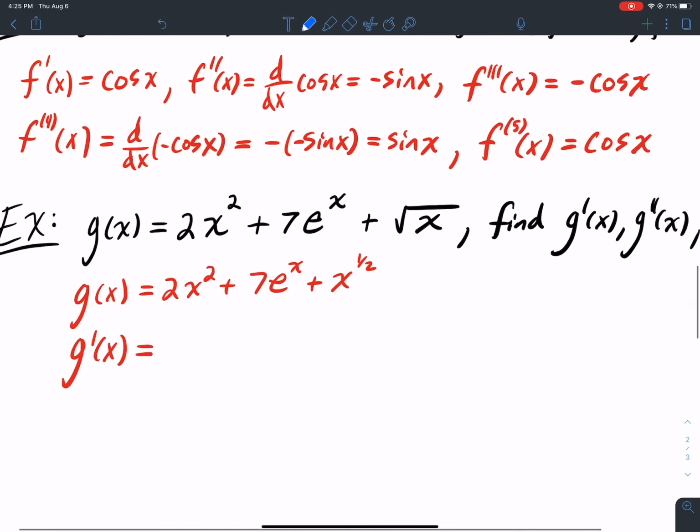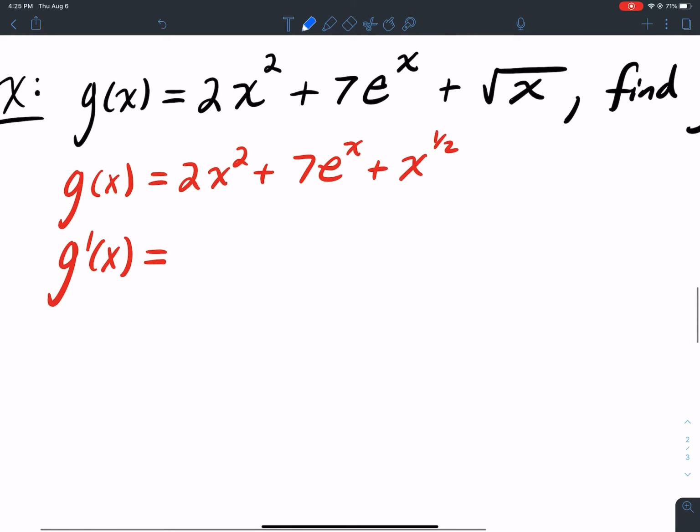Now the derivative, how do I take the derivative of this? Well, the 2 comes out front, okay? So 2 times 2 is 4. And then when I subtract 1 from the exponent, I get 1. Okay, what about this one here? Well, 7 is just a constant, so I just got that. But the derivative of e to the x is so easy. It's e to the x.